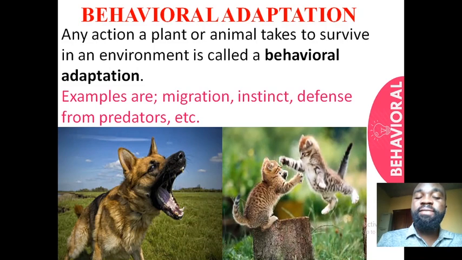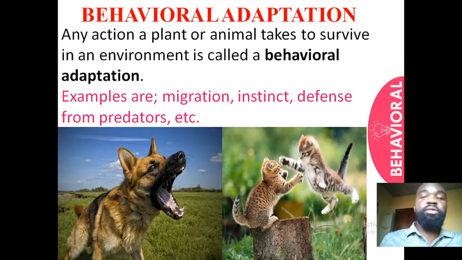We also have defense from predators. There are some behaviors that a particular animal possesses that help him or her to carry out defense from predators. For instance, we talked about structural adaptation, feathers in birds. Now, when you come to behavioral adaptation, birds can fly. That is a behavior. Peradventure, when a bird sees a predator coming, an enemy coming, it will just fly. That is a behavior.